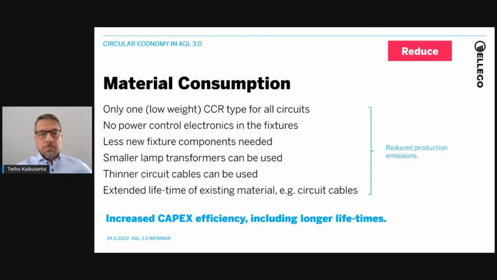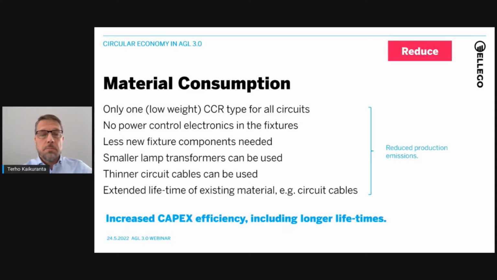Then we go to the material consumption side of the reduction. For AGL 3.0 type circuits, there is only one CCR type that is used with all the applications, meaning that we don't have different power rating types of CCRs. Today you might have a 30 kilowatt CCR, but we use only this one type. So the CCR itself is the lowest, lightest model and consumes a minimal amount of material.